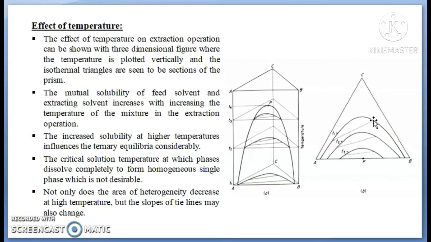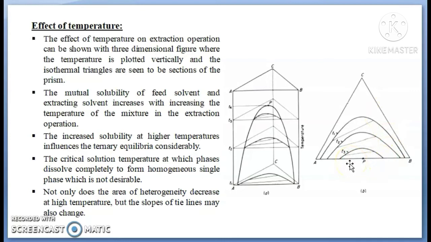The increase of solubility at higher temperature influences this ternary equilibrium considerably. T4 is the critical solution temperature at which the phases dissolve completely to form a homogeneous single phase, which is not desirable. So if I increase the temperature from T1 to T2, T2 to T3 and T3 to T4, we will get a completely homogeneous solution. Here we do not get the binodal solubility curve, but a point called a plate point. Here we have the homogeneous solution.